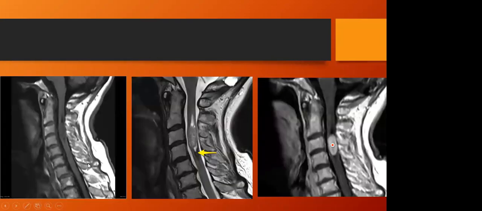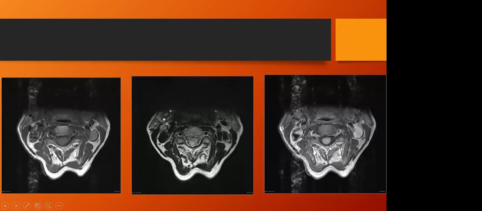This is another view of the ependymoma. Iso to hypo in T1, hyper in T2, associated with the edema, and this is the hemosiderin cap sign, which, as we said, is due to the hemorrhage. And here it's also strong homogeneous enhancement. This is an axial view of the ependymoma, showing the central location of the ependymoma and the symmetrical cord expansion. T1, T2, and the contrast.